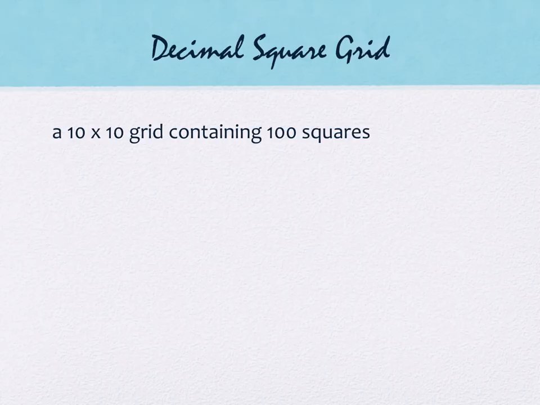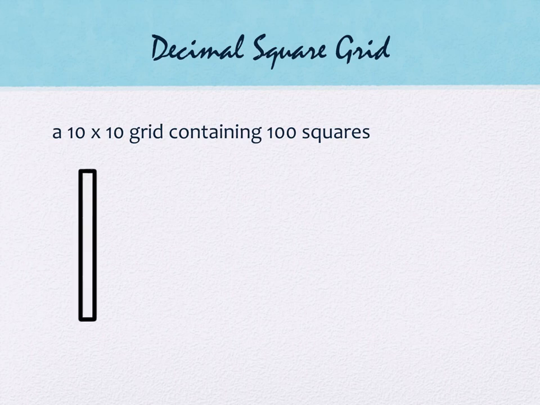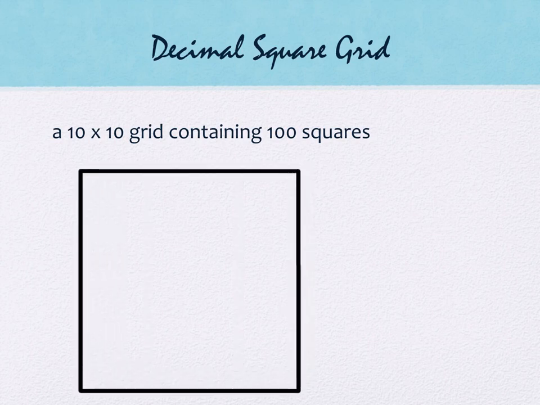Decimal square grids are really good visuals for decimals. What these are is a 10 by 10 grid that represents our number. So you're going to have a large square. You've got some space on there, right? Make it as big as you can. And what we want to do is draw in 10 rows and 10 columns.